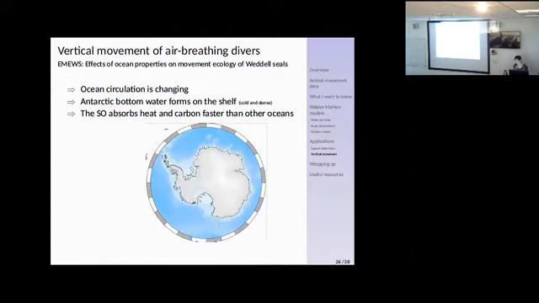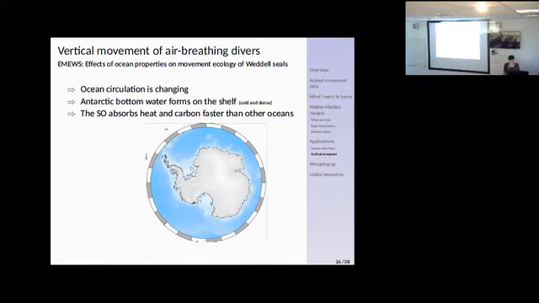And so my point here was that important things for ocean circulation happen in the Antarctic, and the Southern Ocean is particularly vulnerable to changes because it absorbs heat and carbon faster than other oceans. So important things are happening. Ocean circulation is changing as a result of global climate change, and these parts of the ocean are particularly vulnerable. So that makes it a really interesting place to study.